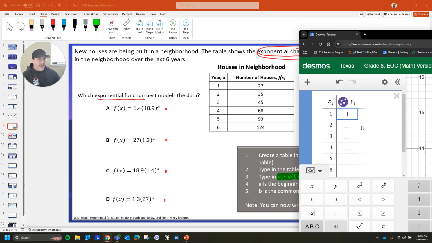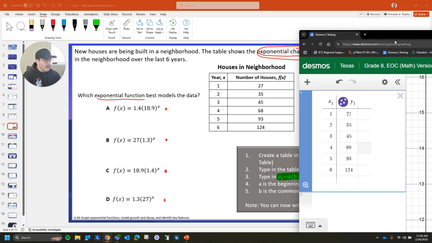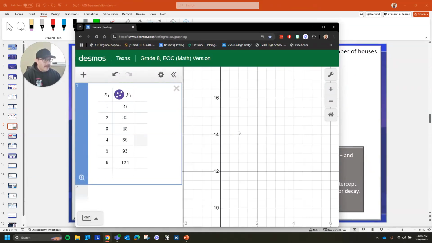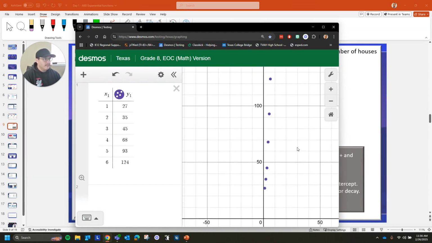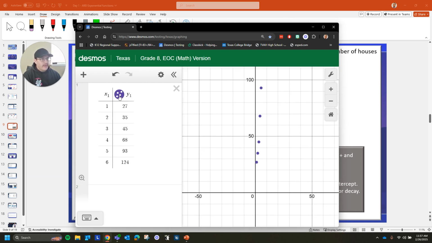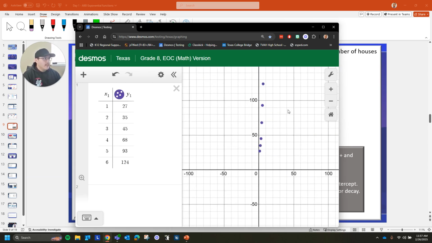For the right side, there may not be a pattern, so just make sure you get all the values there exactly as it should be: 27, 35, 45, 68, 93, and 124. Okay, now if you go to the right, you may have to zoom out a little bit, but you should see your dots right there. If you click on this, just click instead of hold, it'll turn those dots off and on. Okay, and there we go.